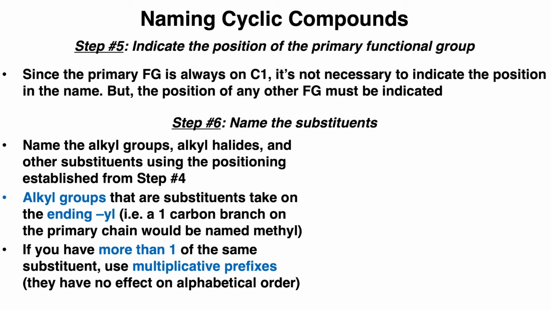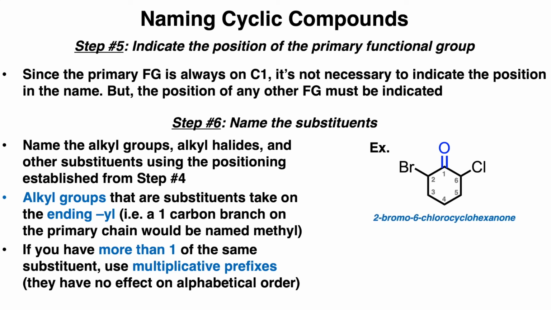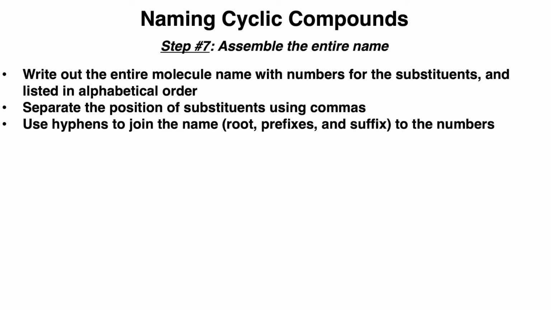So in this example, the primary functional group is the ketone, so its suffix will be one. The cyclic molecule has 6 carbons, all of which are single bonds, so it will have the root of cyclohexane. And the substituents bromo is on C2 and chloro is on C6, so its final name will be 2-bromo-6-chloro-cyclohexanone.